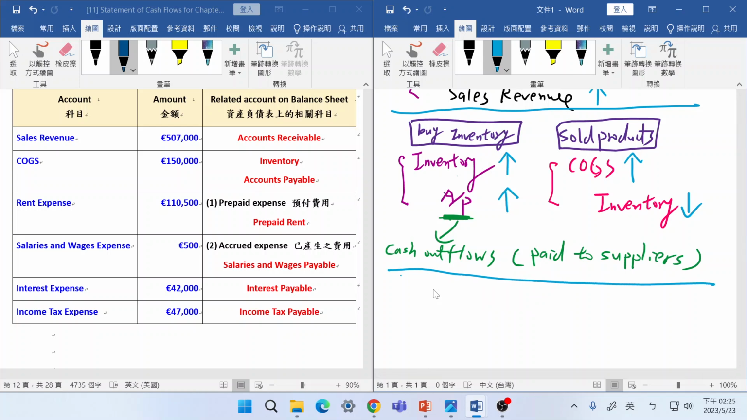Any questions so far? 有没有问题？Sunny, any questions? No problem.